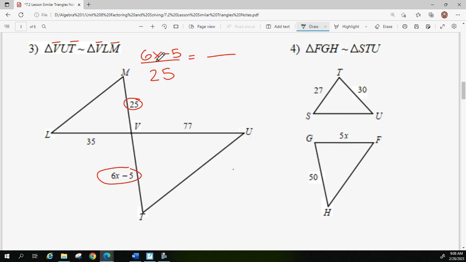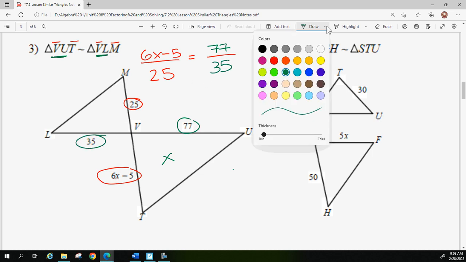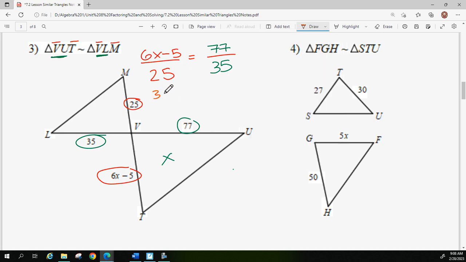And since the top of this fraction came from this triangle over here, I should pick 77 because it comes from that triangle and put it on top. That's VU. That's my first two letters. So it matches VL, which is 35. And now I can cross multiply. I can do 35 times 6x minus 5. And I'm going to write that out. And then 25 times 77.